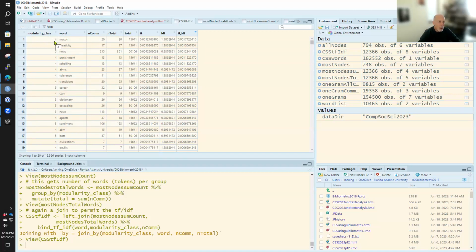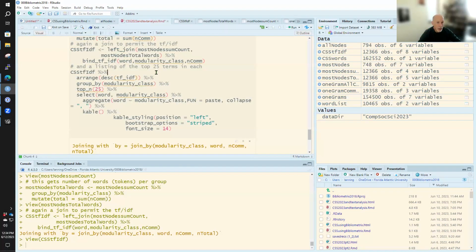So a modularity class presumably includes some papers by Winter Mason. That's the most common word there. Obviously, Mason is both a word and a common name. But also modularity class 4 includes creativity. It's distinguished by that news and punishment, papers by Daisy Schelling. Proper names haven't been filtered out here.